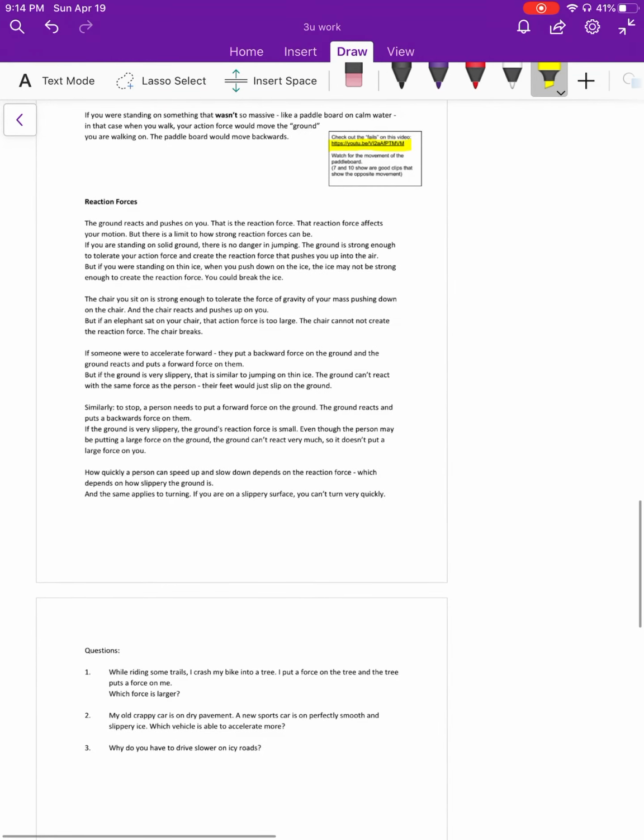There's a limit to how big a reaction force could be. That's why you shouldn't jump on thin ice. That's why it's hard to start running on something slippery like ice. That's why it's hard to stop on something like ice. The action force can be as big as you can make it, but there's a limit to the reaction forces.